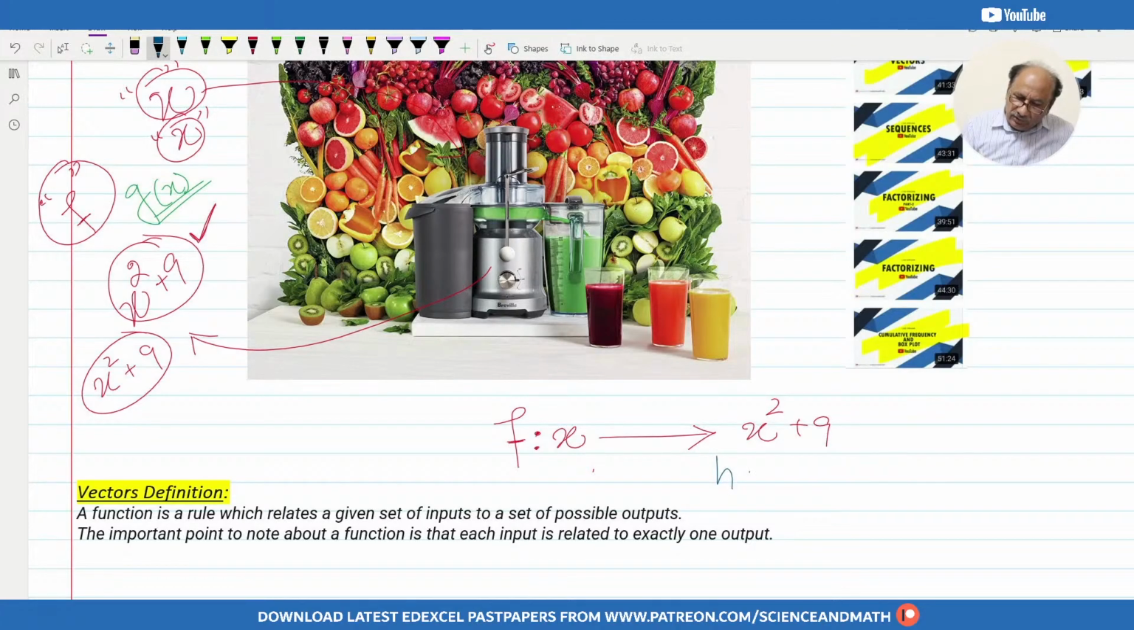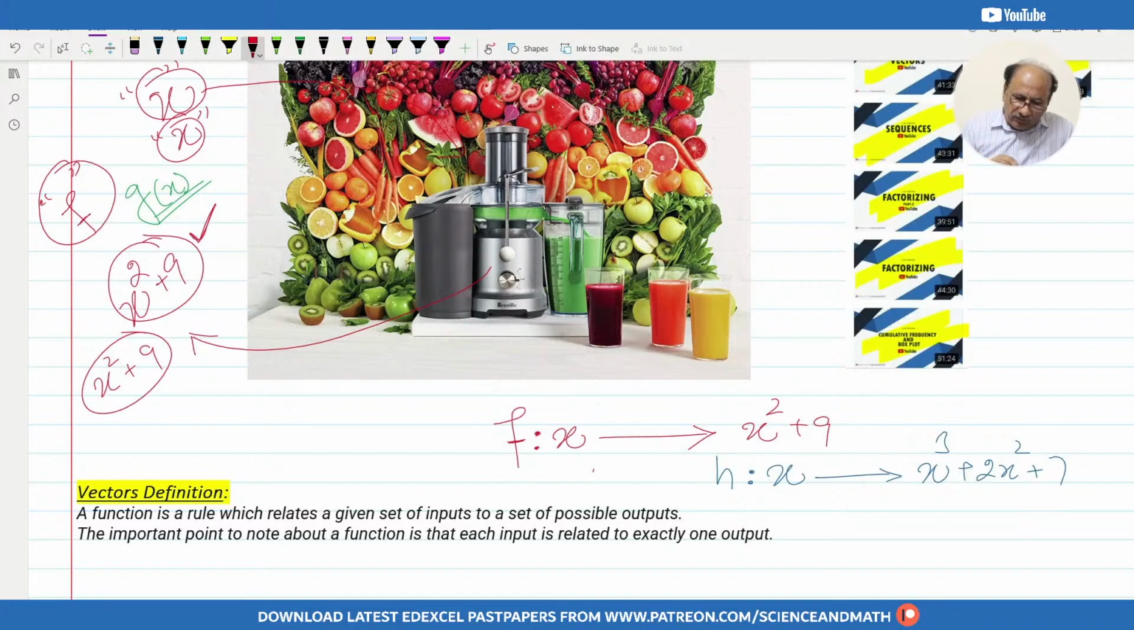For example, h is a function machine which works on x and provides us, say, x cube plus 2x squared plus 7. So for each x which we insert as input, it will give us this output.